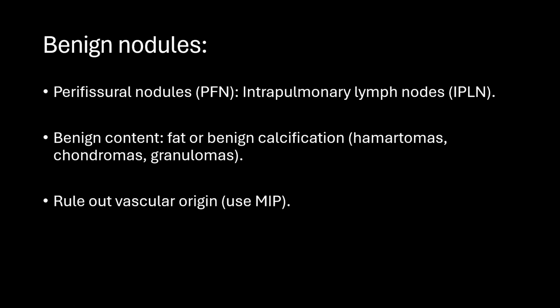The benign nodules, what we need to exclude right from the beginning, are the peripheral nodules, which are intrapulmonary lymph nodes. If we have typical peripheral nodules, they are nearly 100% benign. We don't need to follow them, and we don't need to worry about them. Other nodules with benign content like fat or benign calcification, like hamartomas, chondromas, and granulomas. And we need to rule out vascular origin like AVM using MIP.